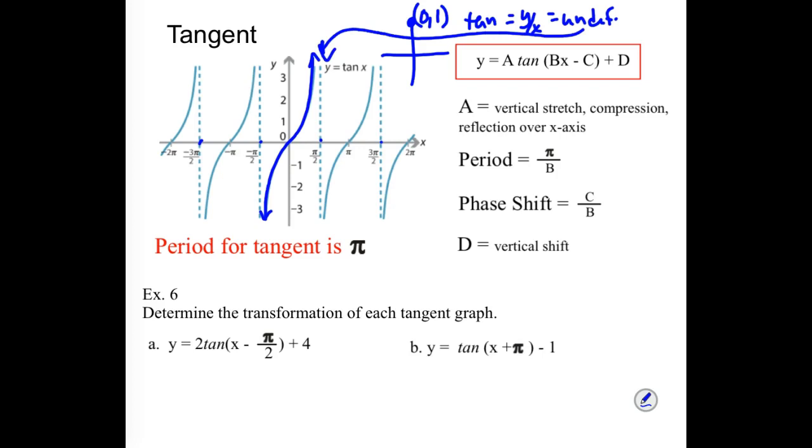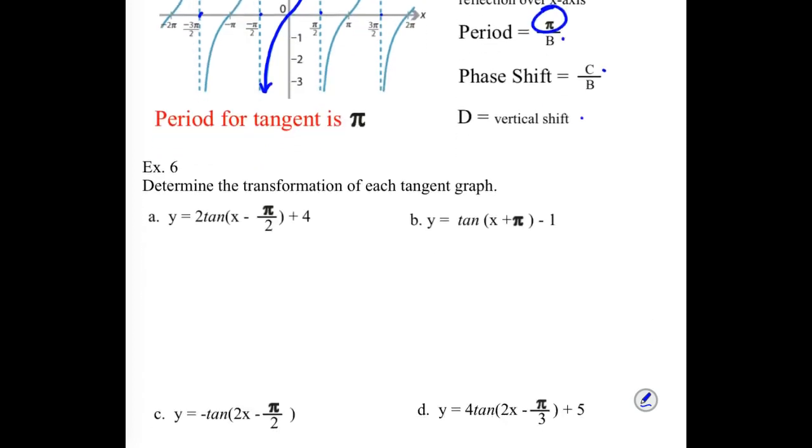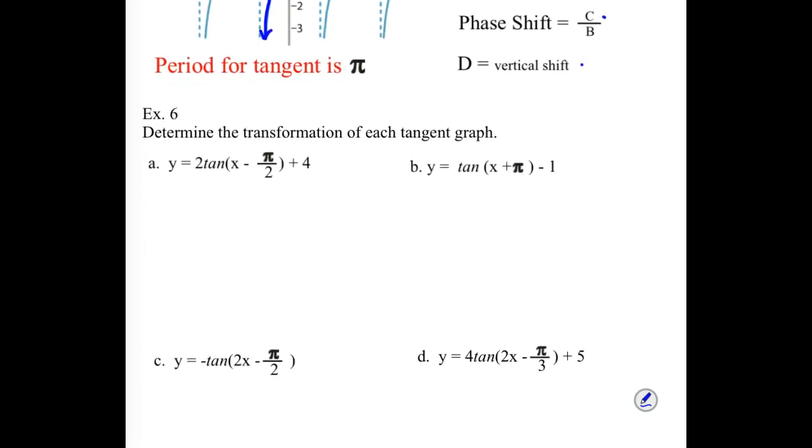All of our transformations are going to be the same. A is our vertical stretch, compression, or reflection. The period, we talked earlier about it only being 1 pi wide, but it will still get divided by whatever our B, our horizontal stretch or compression is. We still have the same phase shift of C divided by B, and we still have the same vertical shift. So we aren't going to take time to graph these. We're just going to look at the types of transformations that have happened on them.